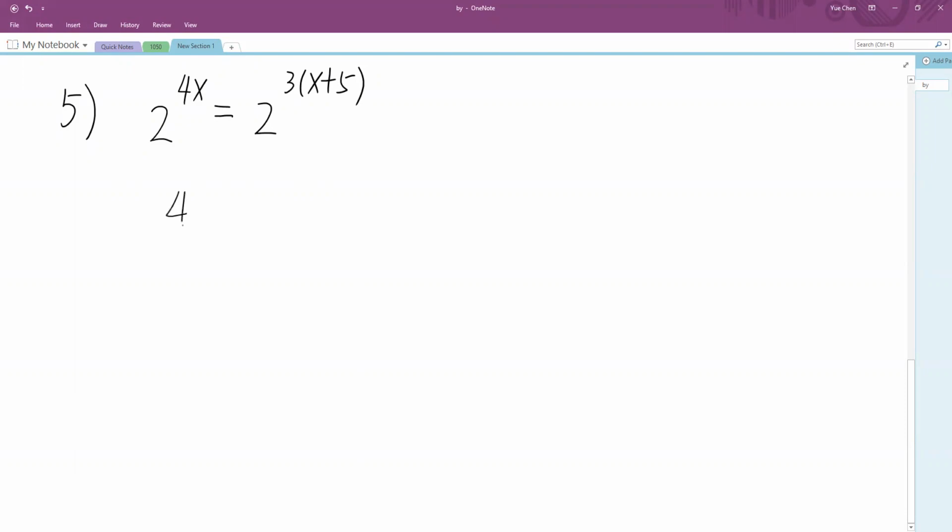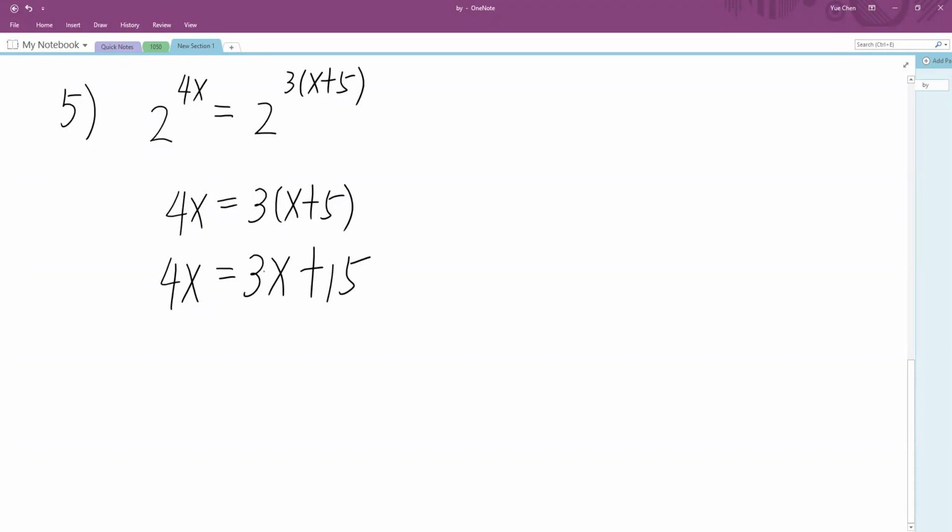So the powers should be equal. You have 4x equals 3 times (x + 5). Then we use the distributive law. We distribute 3 to each term. So it would be 4x equals 3x plus 15. Then subtract 3x on both sides. Then you have x equals 15.